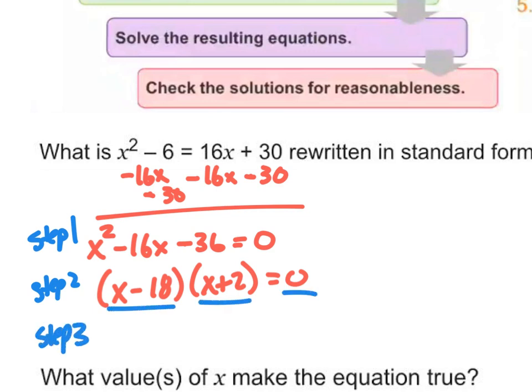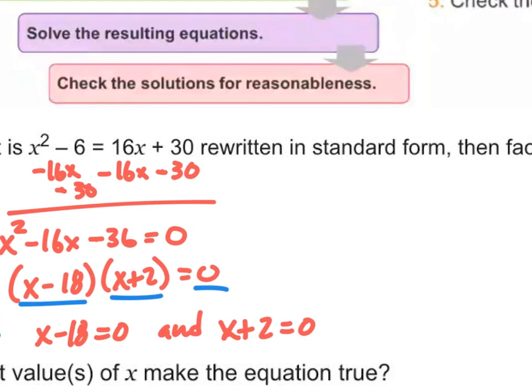So I'm going to set x minus 18 equal to 0, and I'm going to set x plus 2 equal to 0. The reason is that once it's factored, whichever one of these is 0 would make the whole product 0. So what I want to do is solve both of these equations.